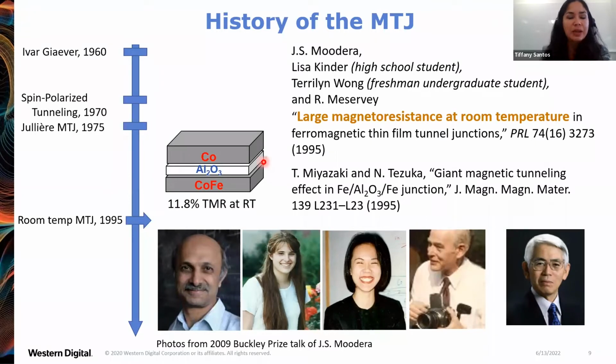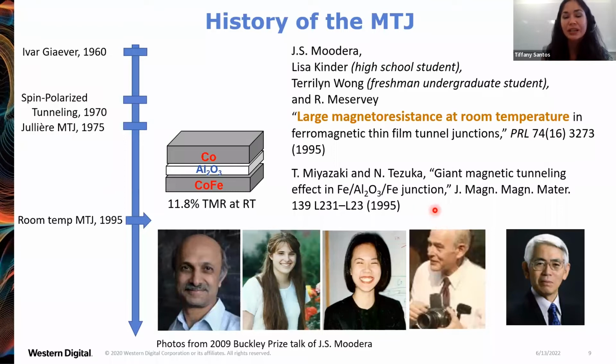And this team was made up of a principal investigator, Jagadish Moodera. And then also on this team was Lisa Kinder. She was a high school student at the time. And this was a very ambitious 8 weeks summer project assigned to her. Also, there was Terrilyn Wong, a freshman undergraduate student, and Robert Meservey, who's retired at the time. So it's a fun example of a team of all different points in their career coming together to make this important discovery.